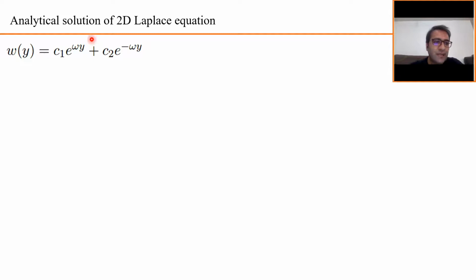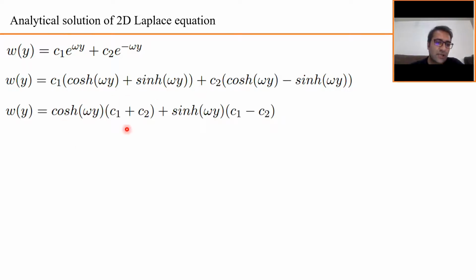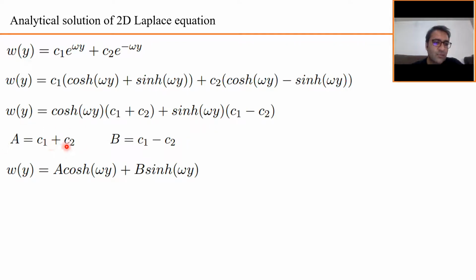So we know that exponential of omega y can be expressed as cosine hyperbolic omega y plus sine hyperbolic omega y, and exponential of minus omega y can be expressed as cosine hyperbolic omega y minus sine hyperbolic omega y. If I bring the cosine hyperbolic out of the bracket and keep c1 and c2 inside and simplify a little more, we will have cosine hyperbolic omega y multiplied by c1 plus c2, and sine hyperbolic omega y multiplied by c1 minus c2, right? And if I define new parameters a and b, c1 plus c2 equal to a, c1 minus c2 equal to b, so I have w(y) equal to a cosine hyperbolic omega y plus b sine hyperbolic omega y, and a and b are just constant numbers.